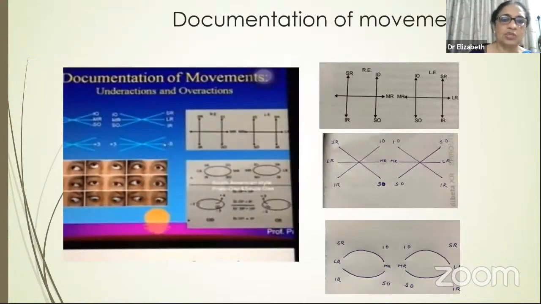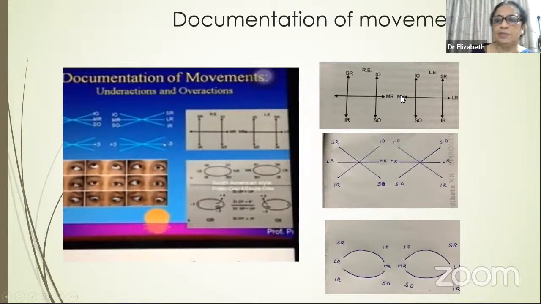And the documentation of ocular movements, I would like to say a word about this. There are different types of ocular movement documentation. This is a slide I took from one of the famous lectures of Professor Pradeep Sharma. This is denoted in this picture, but for simplification, I have made it again here. The most popular type of noting the ocular movements is the H pattern, as you see here.